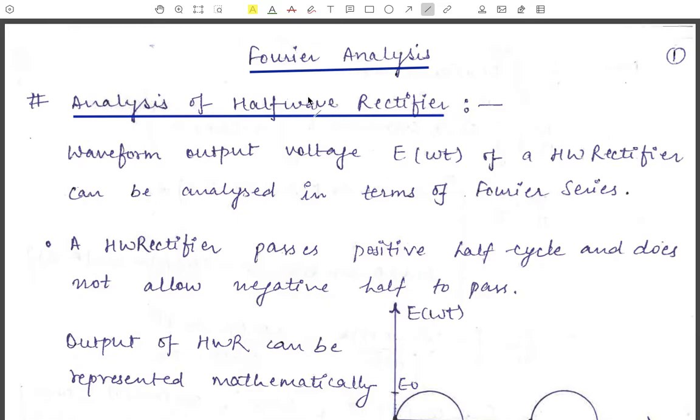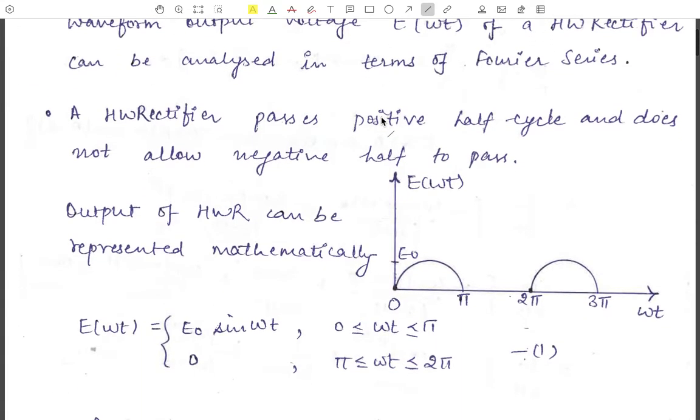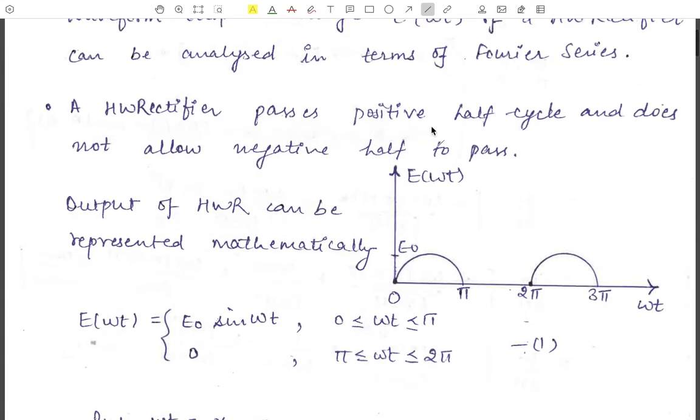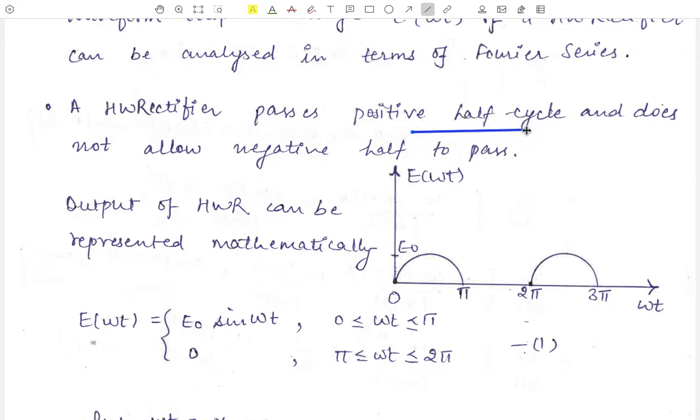Today we'll study the Fourier analysis of half wave rectifier. Half wave rectifier में क्या होता है? That allows only the positive half cycle to pass through it and does not allow the negative half cycle to pass through it. That is, इसमें हमें सिर्फ positive half cycle के लिए output मिलेगी and for the negative half cycle the output will be zero.